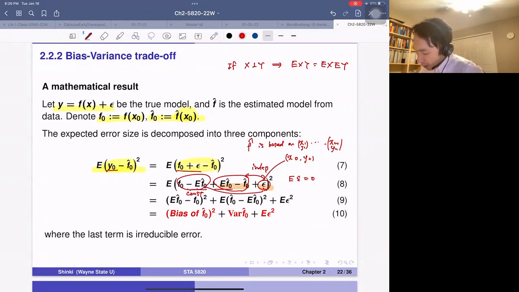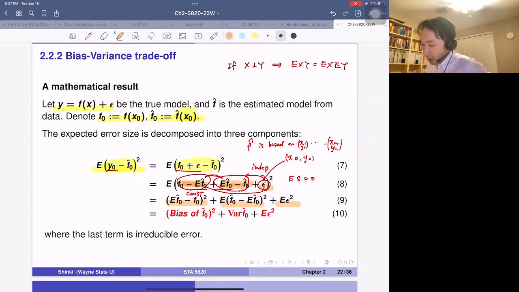And here also we have the product of this and this, but you can see that the second term's expectation is 0. The expectation of f0 hat minus the expectation of f0 hat is 0. So after taking expectation, the second term is 0. And for the same reason as the first and the third term, the interaction is 0. So actually the cross terms, the interactions, are all 0. So just this term and this term and this term.